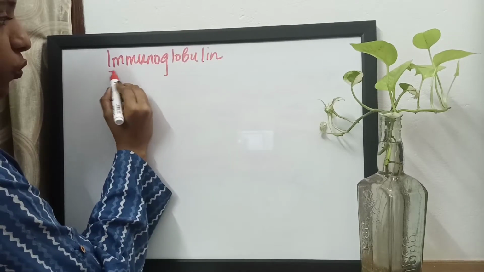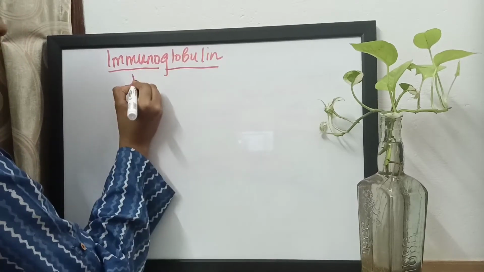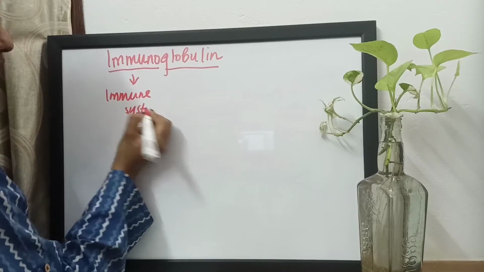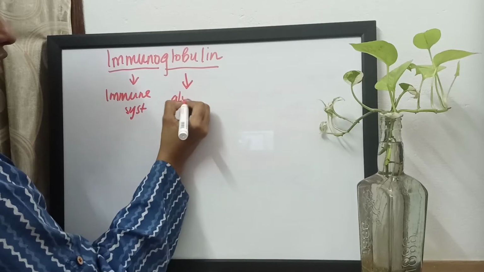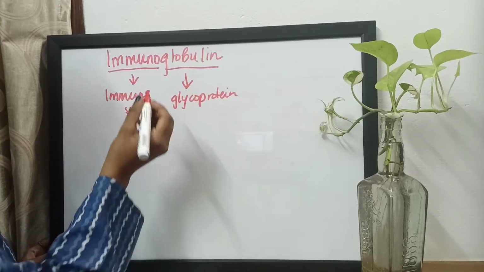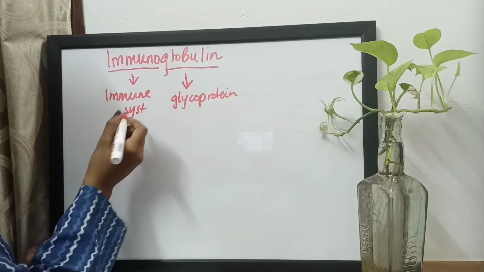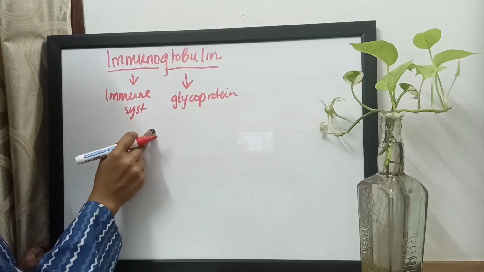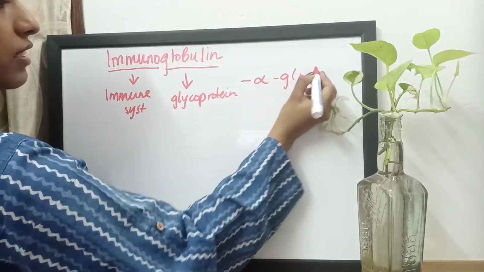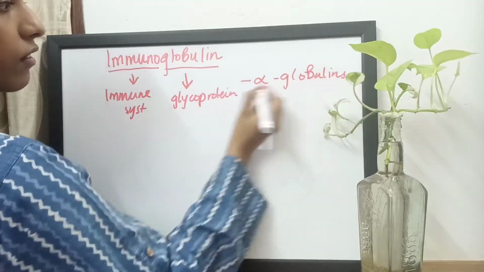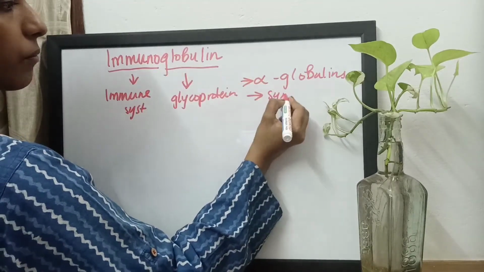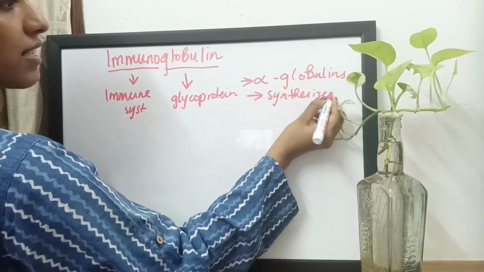Immunoglobulin. So it's made up of two words, immuno and globulin. Immuno means it has something to do with the immune system. And globulin means glycoprotein. It is a type of glycoprotein. So immunoglobulin together means a glycoprotein present in the immune system or a glycoprotein that functions in the immune system. The type of globulin present in immunoglobulin is alpha globulins. And immunoglobulins are synthesized in the plasma cells.